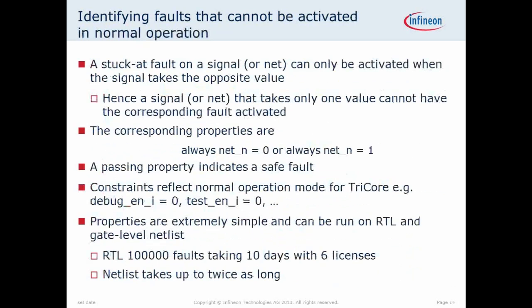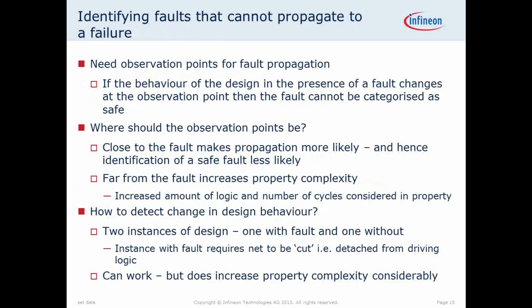So that's the first strand, faults that cannot be activated. The second one is faults that cannot be propagated. When you're talking about propagation of faults, you need an observation point. You need to look at somewhere that they might get propagated to. And then if the behavior of the design in the presence of the fault changes from the normal behavior of the design at the observation point, then the fault cannot be categorized as safe. It's led to a difference in behavior.